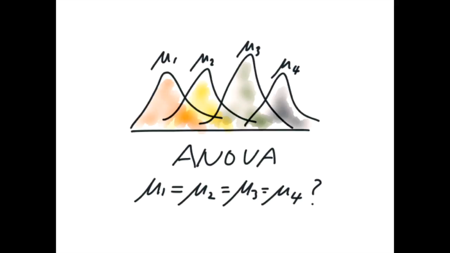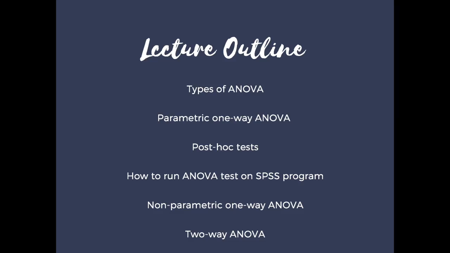So the lecture outline for today is number 1, types of ANOVA, number 2, parametric one-way ANOVA, number 3, post hoc test, and then subsequently I'll be teaching you how to run the ANOVA test on the SPSS program, so make sure you have that downloaded. And then number 5, we are looking at the non-parametric one-way ANOVA, and lastly, the two-way ANOVA.